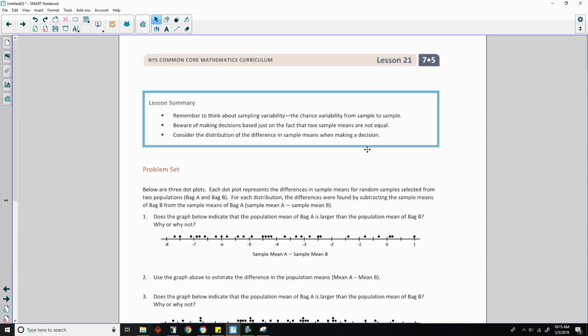And that is the end of lesson 21. Review this lesson summary and go do your problem set.